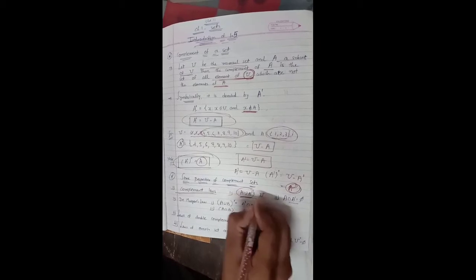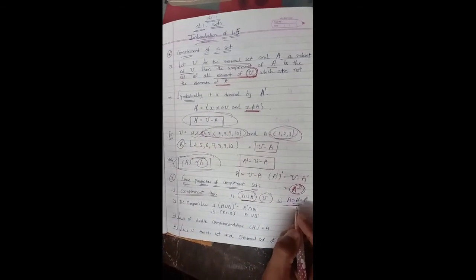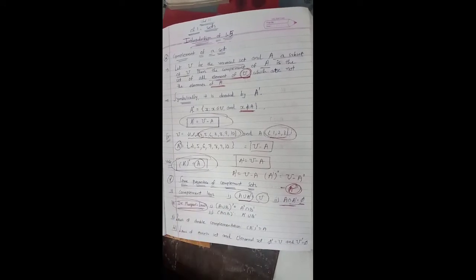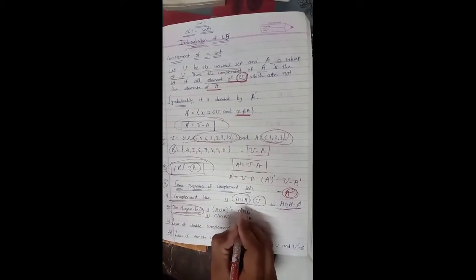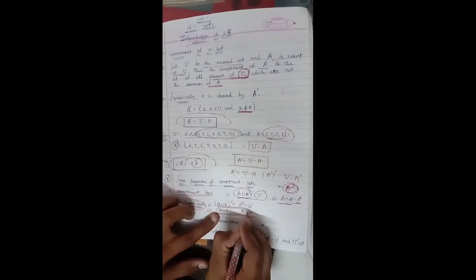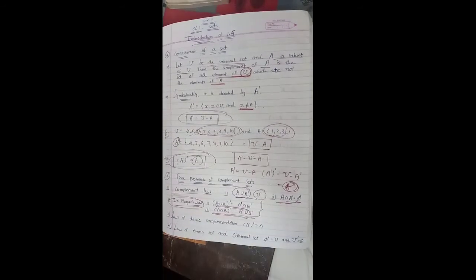Some properties of complement of a set. Complement law: A union A dash means the universal set U, and A intersect A dash, no common members between A and its complement A dash, means phi. De Morgan's law, it is most important. A union B whole dash is equal to A dash intersect B dash, and A intersect B whole dash means A dash union B dash. These two are De Morgan's laws.